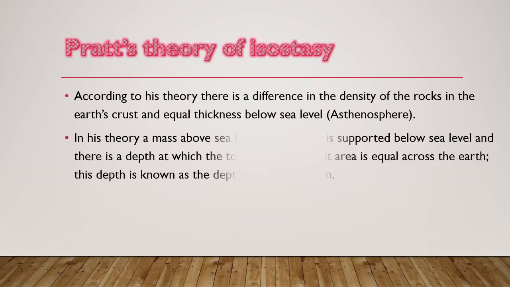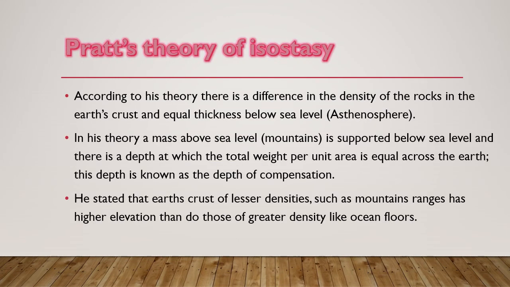Moving to another theory, Pratt's theory of isostasy. According to his theory, there is a difference in the density of the rocks in the Earth's crust and an equal thickness below sea level, the asthenosphere. In this theory, a mass above sea level such as mountains is supported below sea level, and there is a depth at which the total weight per unit area is equal across the Earth. This depth is known as the depth of compensation. He stated that Earth's crust of lesser density, such as mountains, has higher elevation than those of greater density, like ocean floors.